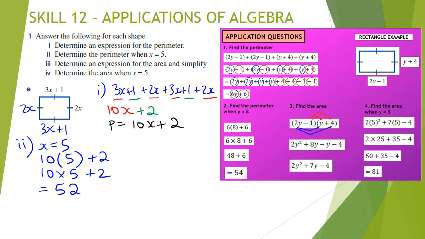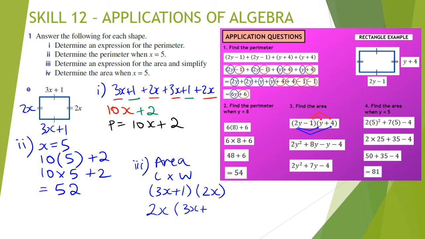Part 3, we're finding the area. Area of a rectangle will be length times width. So we'll have 3x plus 1 times 2x. The way I'll probably write this is 2x out the front and then open bracket 3x plus 1.